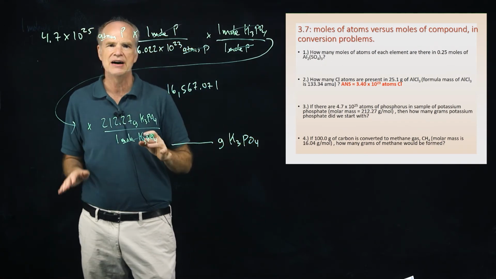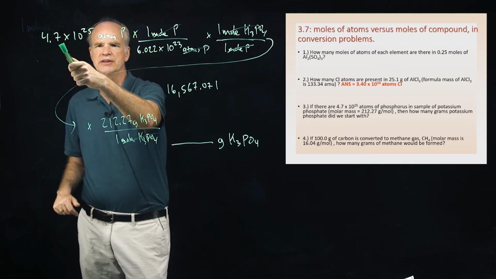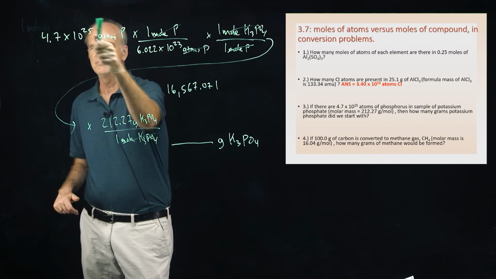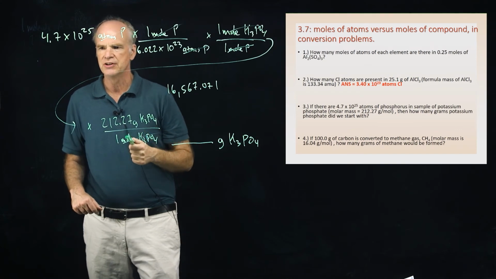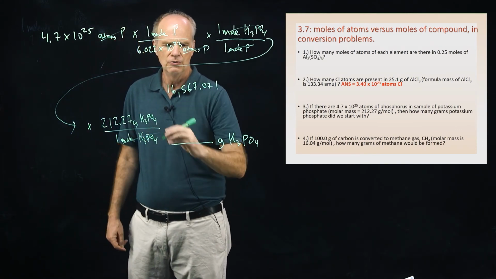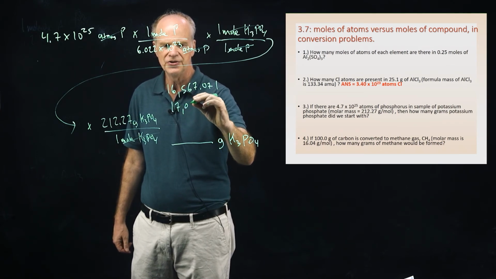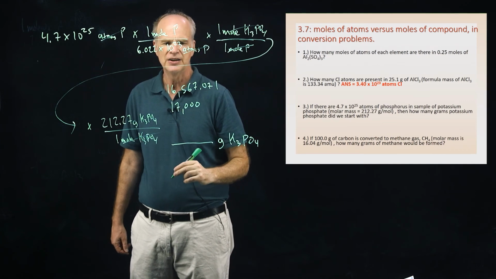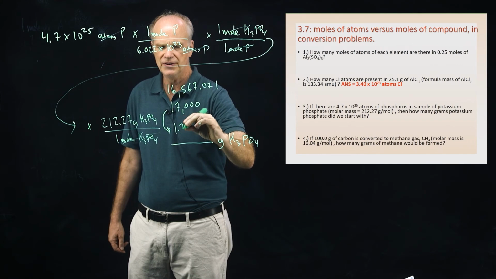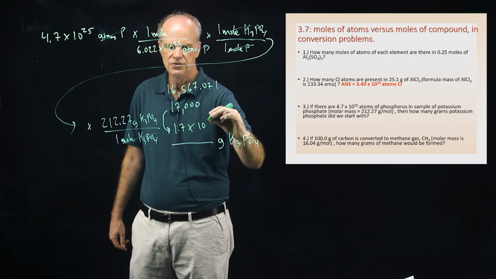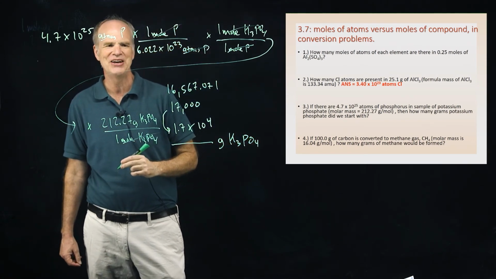So let's figure out how many significant figures this should be. And it looks like we're going to be limited to 2 significant figures because some of the information in the problem only has 2 significant figures. So let me convert this into 2 significant figures. So it's going to be 17,000 grams of potassium phosphate, but I would just put this into scientific notation. So it'd be 1.7 times 10 to the 4 grams of potassium phosphate, and that should be your answer.